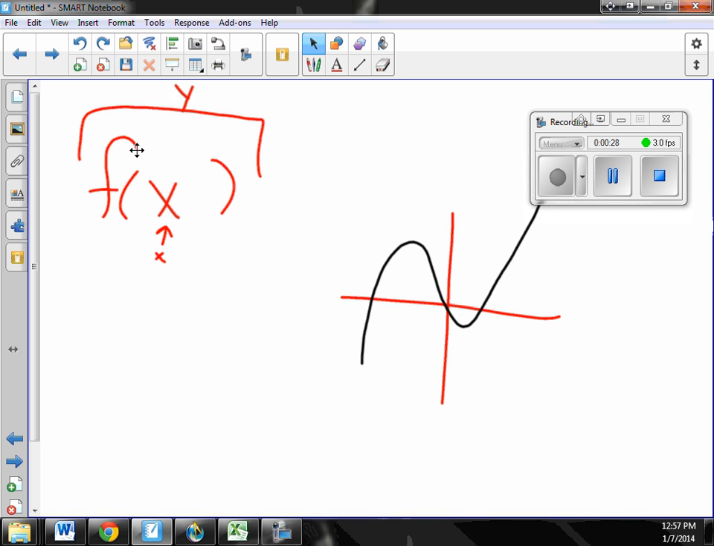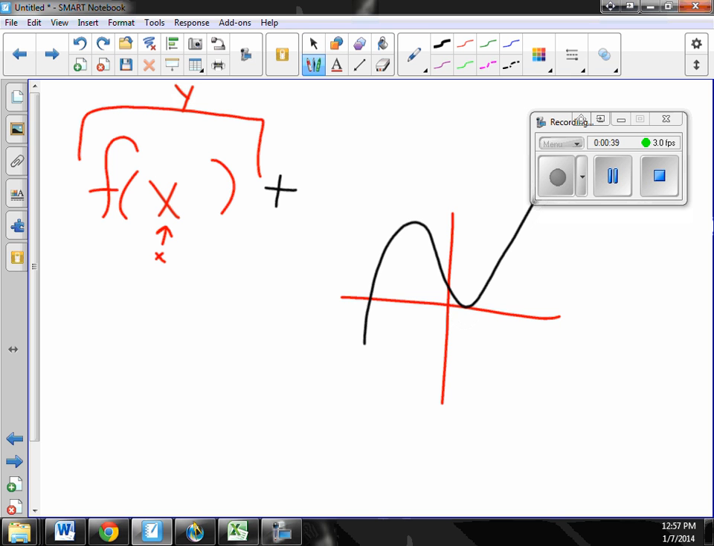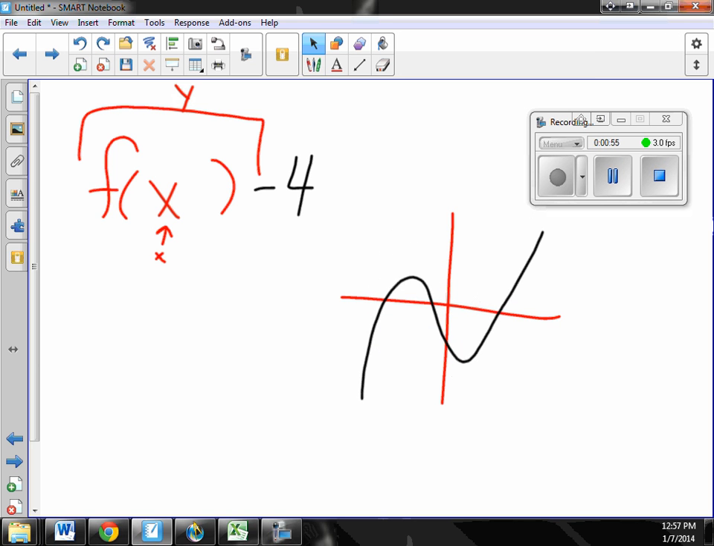Add, say, 1 to the f of x, the y value. If we want to shift that graph up 1 unit, I would add 1 to the y's. So you take your x's, you plug them into the function, which creates y values, and then you add to those y values, and that will shift the graph up. If you were to subtract 4 on the outside, that would take your original graph and go down 4 units.